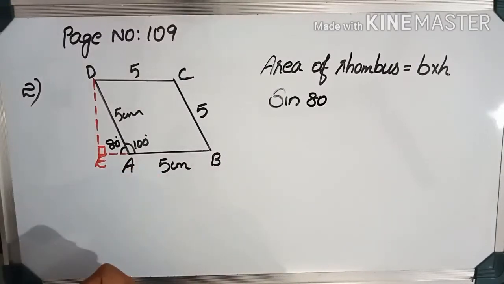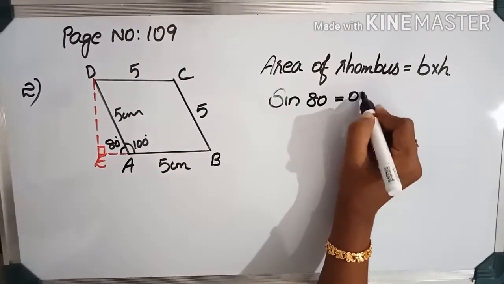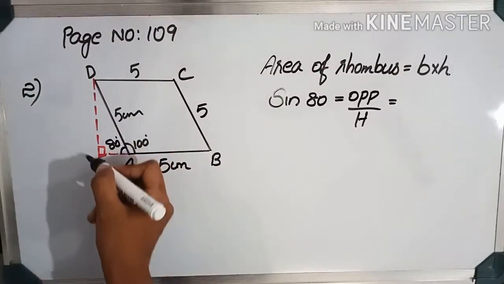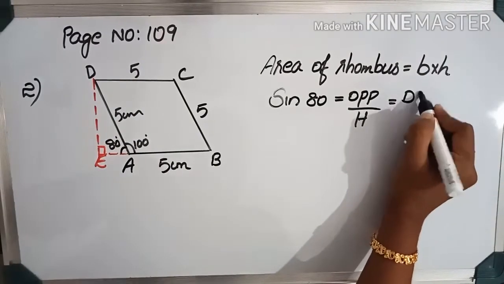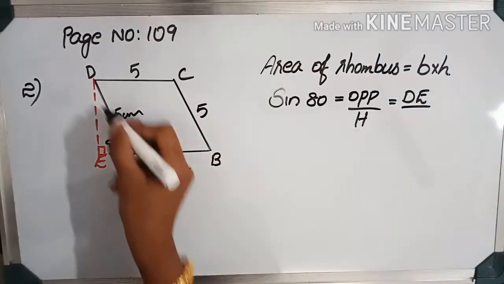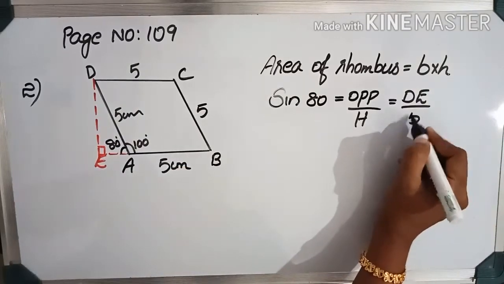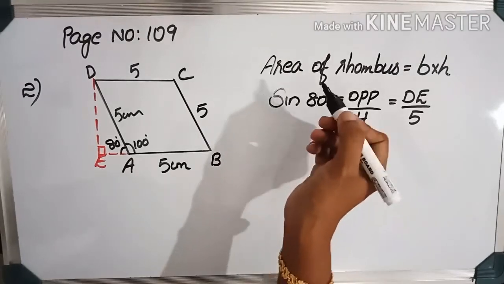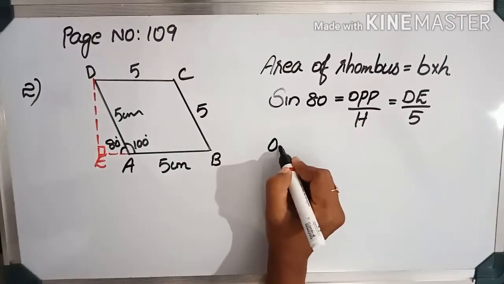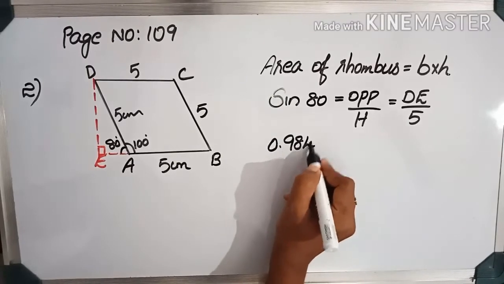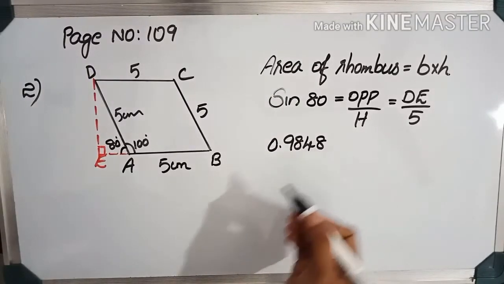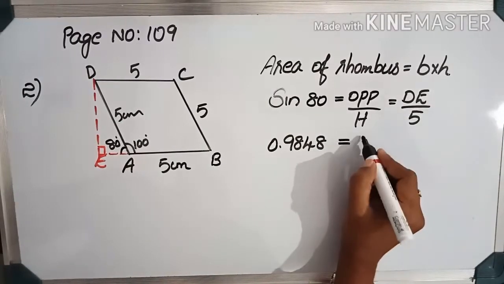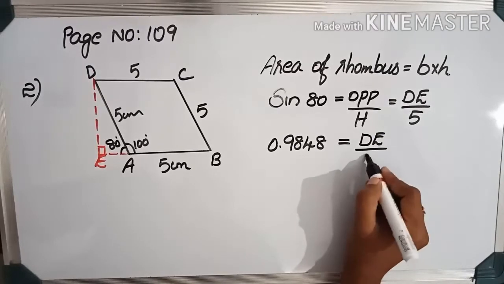Sine 80 degree is the given angle. So sine 80 equals opposite side by hypotenuse. Which is the opposite side? DE is the opposite side. So DE by hypotenuse. The hypotenuse is given, that is 5. Next is the sine 80 value. When you check the textbook, you can see that sine 80 is 0.9848. So sine 80 equals DE by 5.